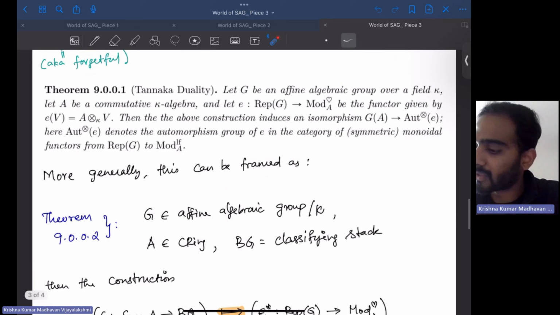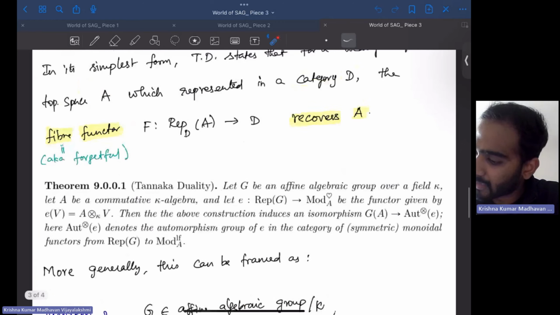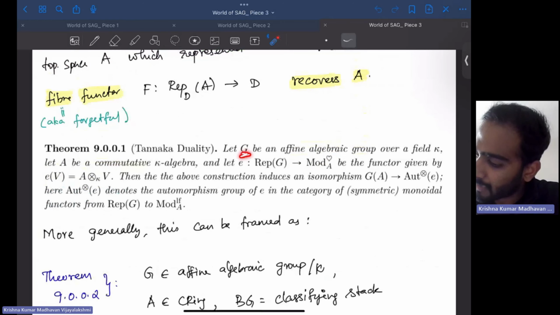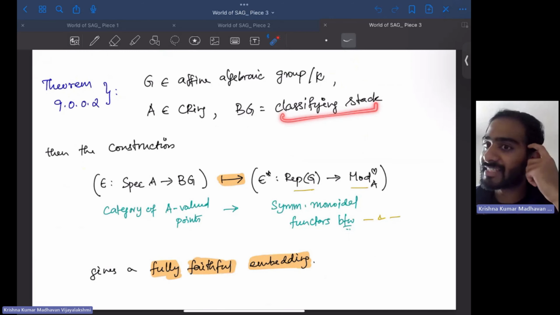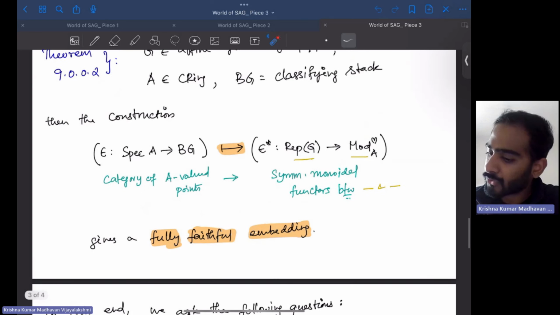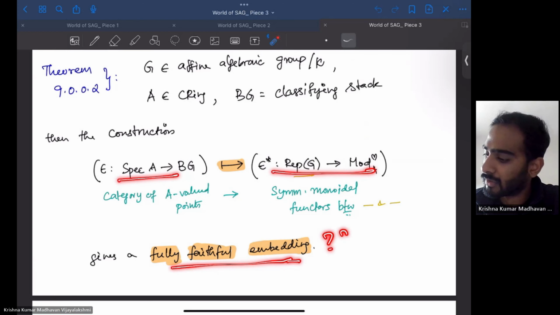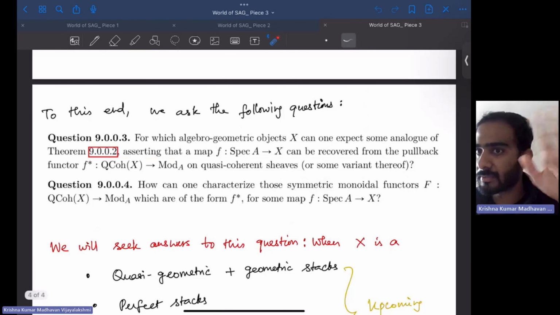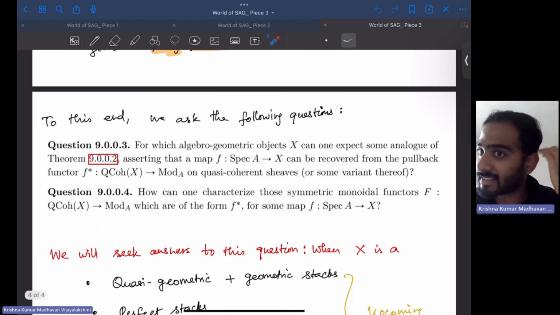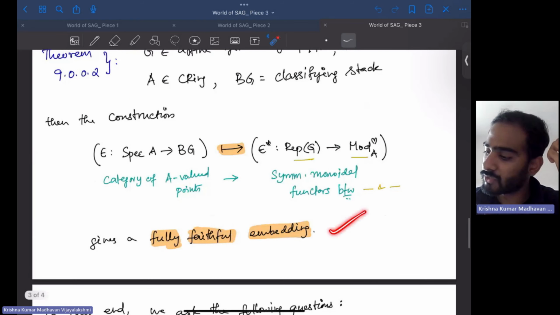And from the last talk, we saw how to translate this to the algebraic geometric setting. In other words, we replace the group G by a stacky version, the classifying stack of a given group G. So the question translates to asking, when is this association a fully faithful embedding? To this end, we can ask the following question. We had two questions in the beginning. The similar questions asked in this improved framework would be, for which algebro-geometric objects can one expect an analog of this question? This we know.